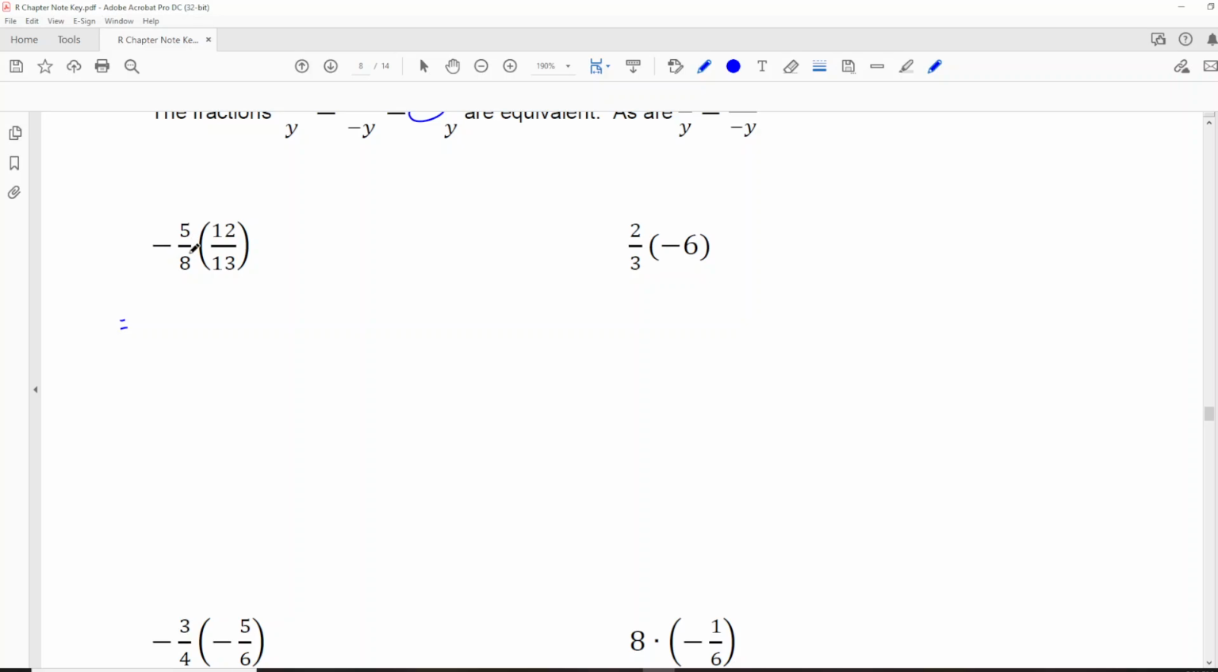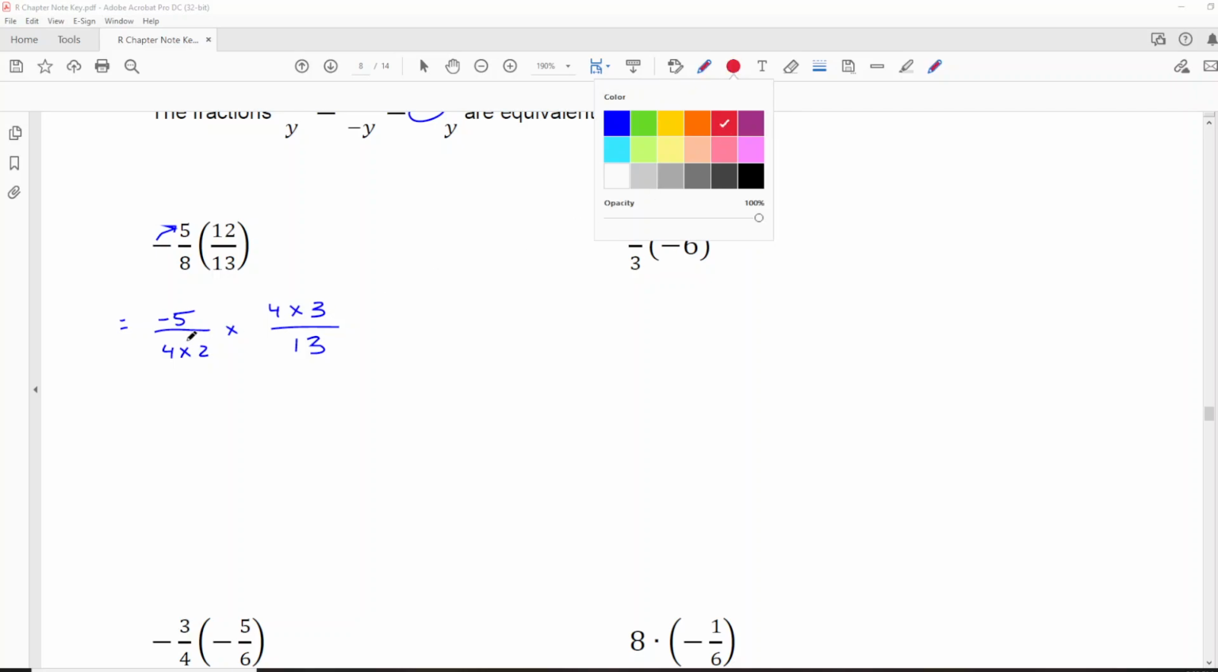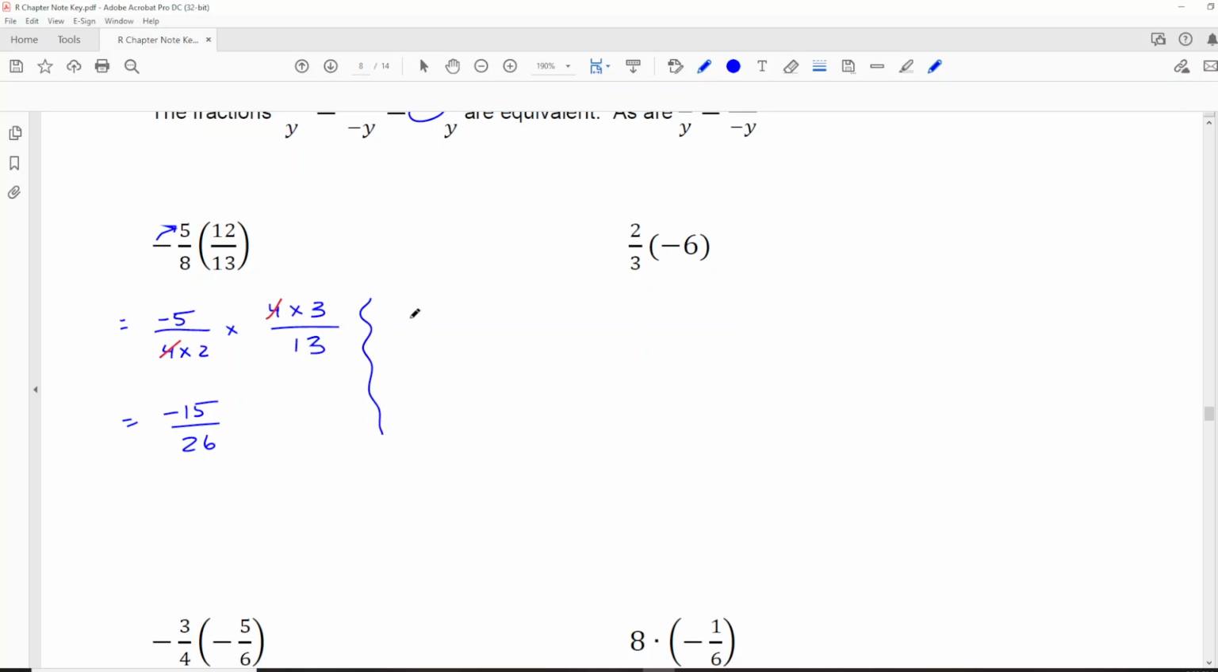So for this one, I've got this negative 5/8. I personally would put the negative with the numerator. It doesn't go on both, it only goes on one to keep the fraction negative, right? And then I'm going to simplify as I go. So 8 is 4 times 2, 12 is 4 times 3, and 13 is prime, just like 5, and then I can simplify. So I can go the 4 with the 4, and then I'm left with negative 5 times 3 is negative 15, and then 2 times 13 is 26. Or again, you could have simplified before. If you had multiplied across with this one, I'd have to use a calculator, right?